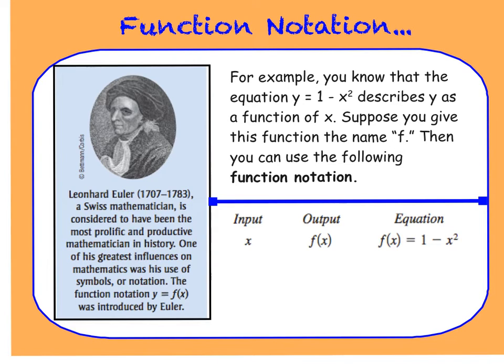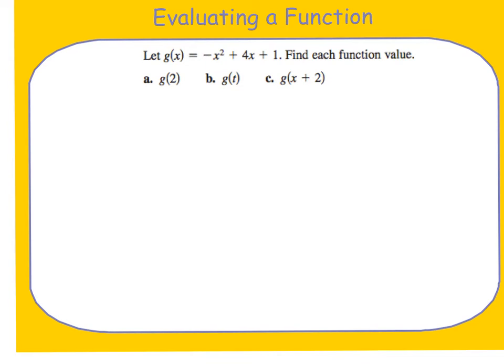All right. So, it's more descriptive because it gives us where our x value is to then get to what we normally call our y value. In this case, our f of x value. All right. So, Leonhard, here we go. This is my function. G of x is equal to negative x squared plus 4x plus 1. And I need to find each function value. So the first thing I'm going to find is g of 2.